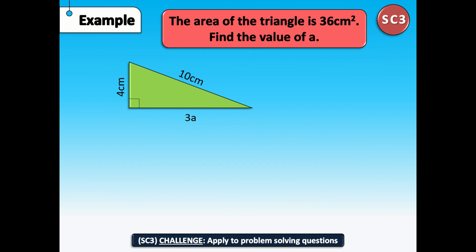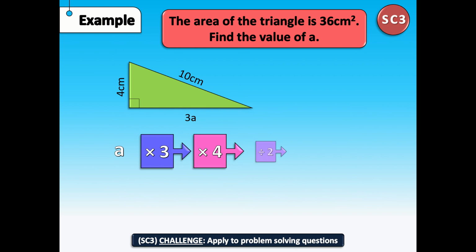Here's another example. So the area of the triangle is 36 centimeters squared, so we want to find the value of A. So let's say what we're doing to A. Well, the base is 3A, so straight away we're timesing it by 3. Then we're timesing it by the height, which is 4, and then we divide it by 2 to get the area, which is 36. So we need to work backwards, doing the opposite.